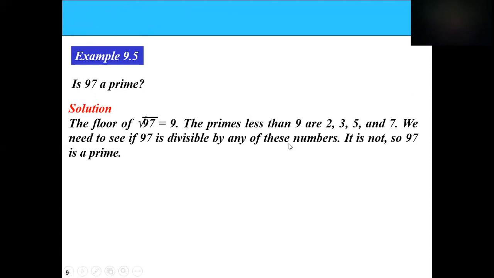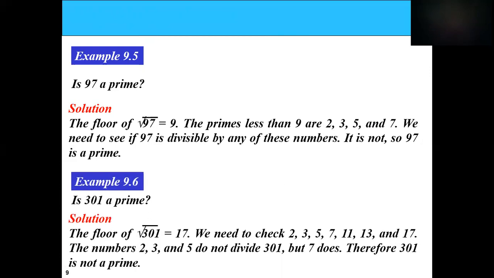So in that case, if you check whether 97 is divisible by any of these numbers, it is not like this. From these 4 elements, we can say 97 is not divisible by 2, 3, 5, and 7. In that case, 97 is prime.